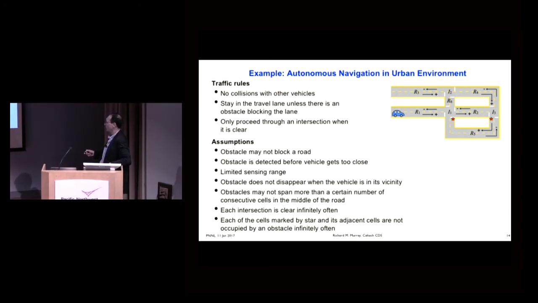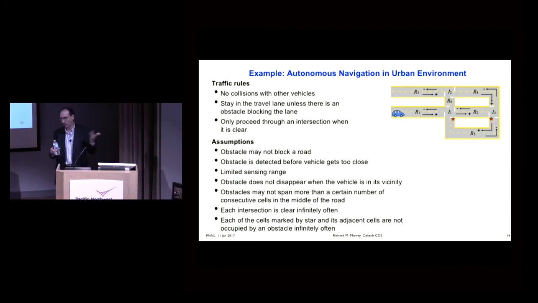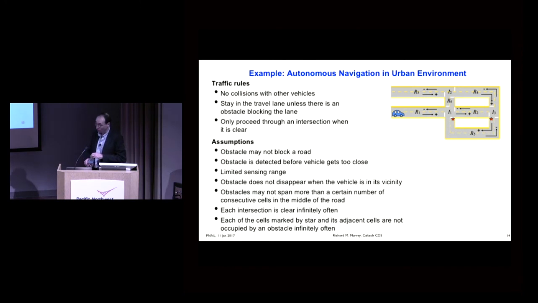Here's another one. Each intersection is clear infinitely often. If you don't do that, then it comes back with the counterexample. It says, car goes to the middle of the intersection, sits there forever. You lose. Okay, yeah, but that's not the case I want. If that happens, I'm going to turn around and go home or call the human and get him back in here or something like that. So one thing is it forces you to be explicit.